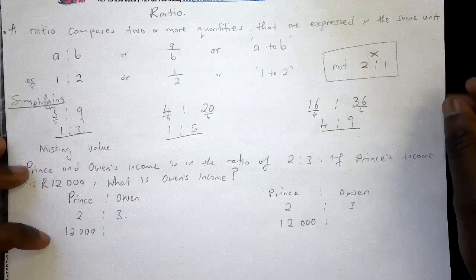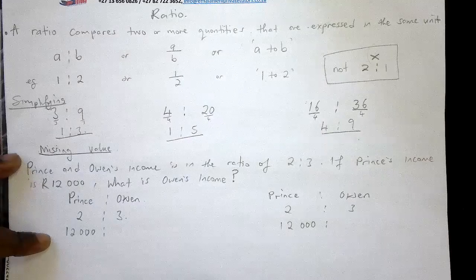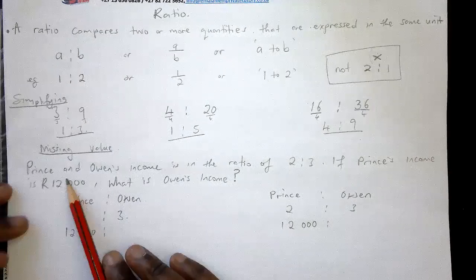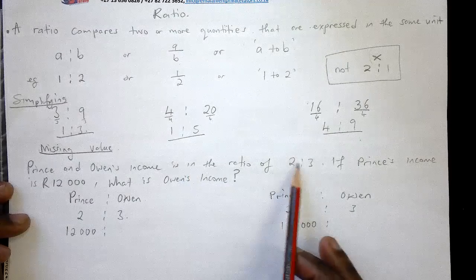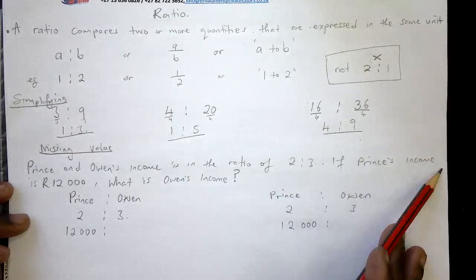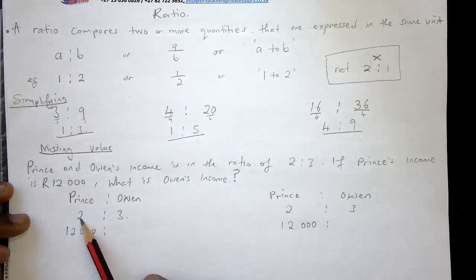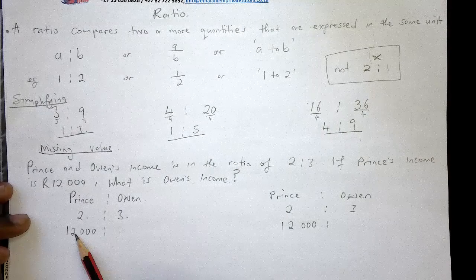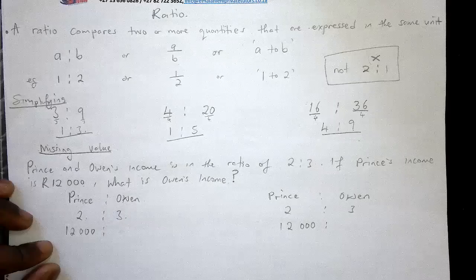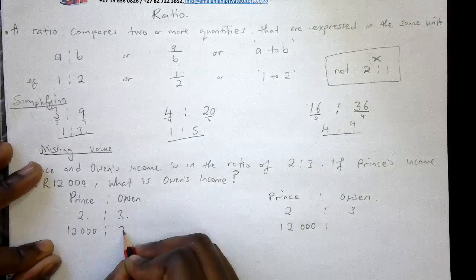Now how do we get a missing value in the ratio? Let's give an example here. Prince and Owen's incomes are in the ratio of 2:3. If Prince's income is 12,000, what is Owen's income? So we know that the ratio is 2:3, and we want to find Owen's income. So what do you do here? Whatever value you don't have, that you are looking for, you put it as X.